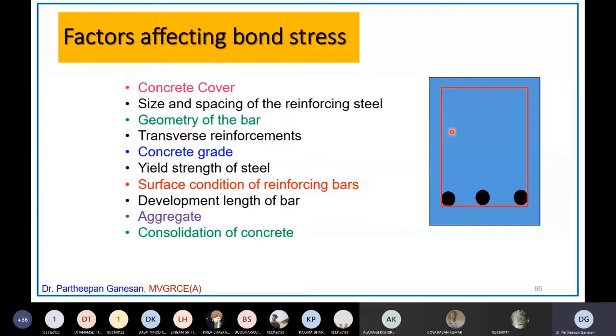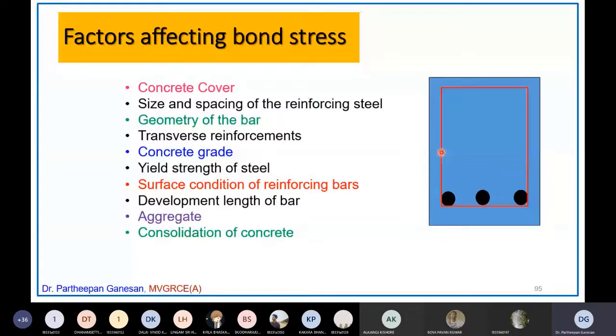And the transverse reinforcement. The more transverse reinforcement there is, you will tie everything together like this, right? All these reinforcements are tied to the transverse reinforcement. So with more transverse reinforcement, you have more bond.